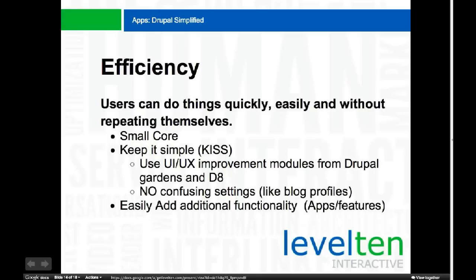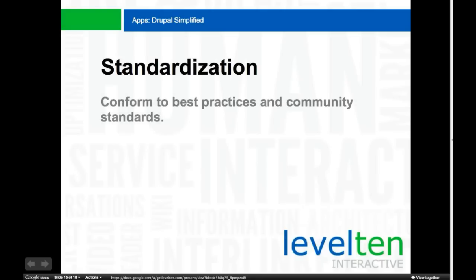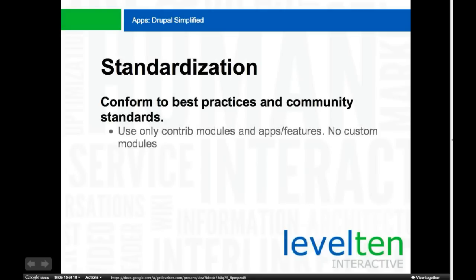And we obviously want to make it so you can easily add apps and features, and have a good WYSIWYG editor. Standardization. We want to conform to the best practices and community standards. So we only use contributed modules and apps and features. We have no custom modules in our code. Any custom module that we write, we write in a generic fashion for Open Enterprise and put it on Drupal.org. That way, everything we're using is in contrib.